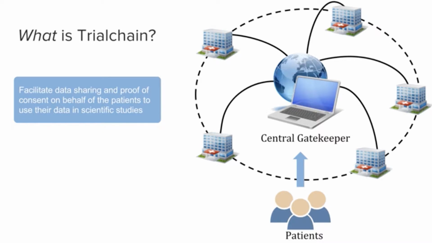First though, what is Trialchain? Trialchain is an application intended to facilitate data sharing and proof of consent on behalf of patients to use their data in scientific studies. We'd like patients to be able to share their data in an anonymous way with researchers so it can be used for statistical research.